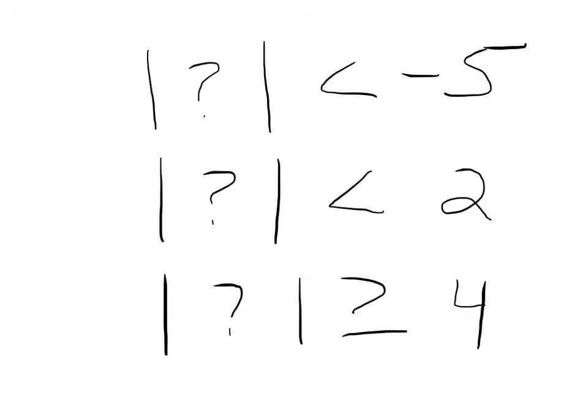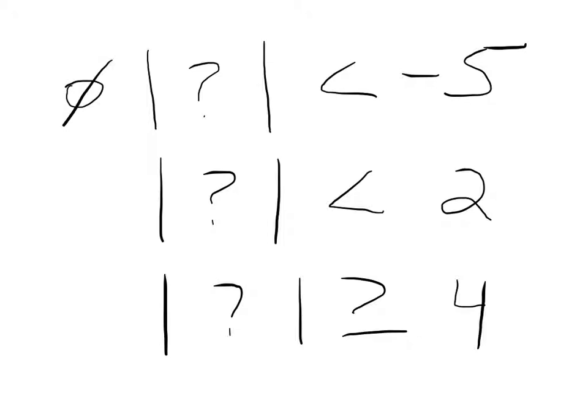So absolute value. If you're looking at something like the absolute value is less than -5, you've got to ask yourself, what numbers can you take their absolute value and have results less than -5? And the answer pretty clearly is none. There are no numbers whose absolute value is less than -5. So your solution set for that first inequality is the empty set.